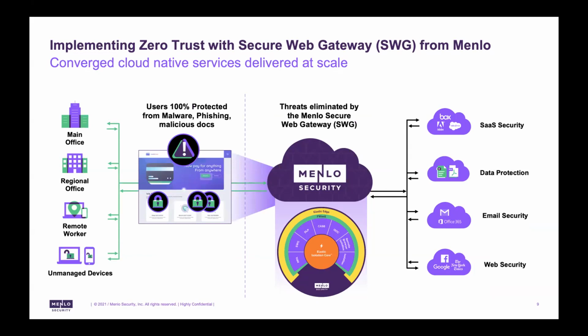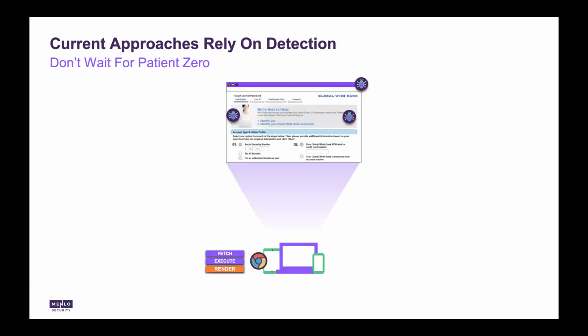So what ends up getting delivered to users on the browser is essentially a clean, sanitized browsing experience that is powered by Menlo. And so they're protected from malware, phishing, and these malicious documents. And the way we do this is probably best understood through contrasting traditional approaches to detection. When you think about the legacy approaches, it's all around patient zero, where customers need to identify the threat first and then have rules deployed against that.